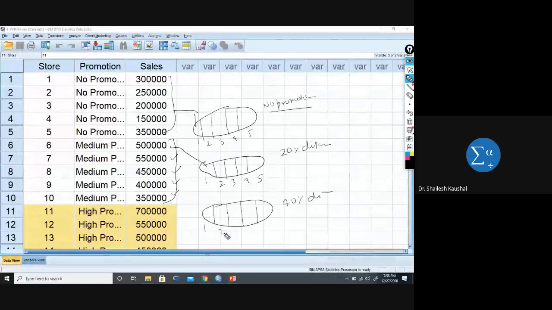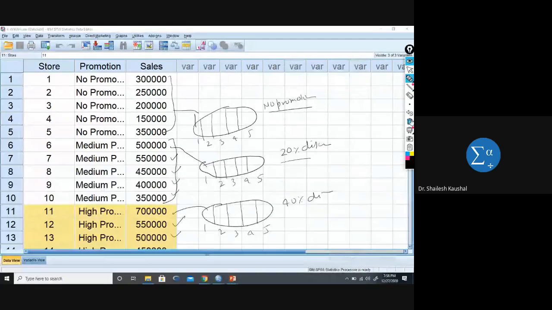And for the third set of 5 retail outlets, we are giving a 40% discount. So 1, 2, 3, 4, 5. The sale of this is 7 lakh, 5.5, 5 lakh. It means it is increasing when we compare. So whether sales promotion is impacting or not, we will compare it.